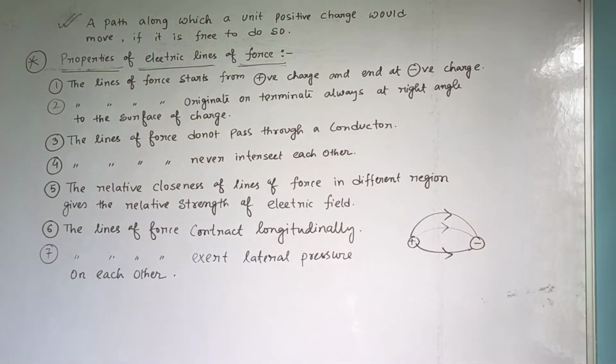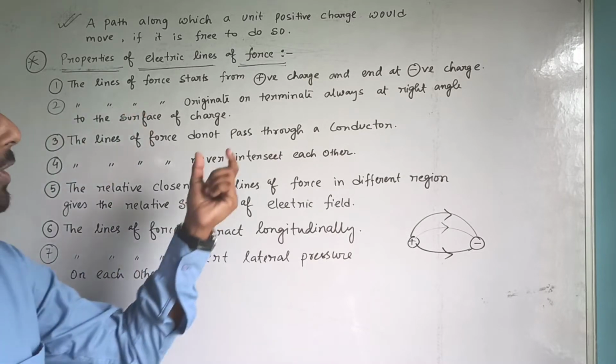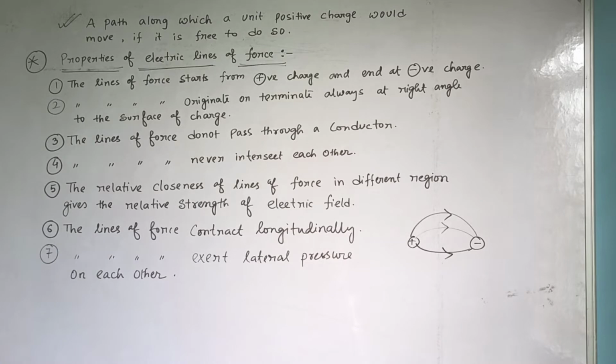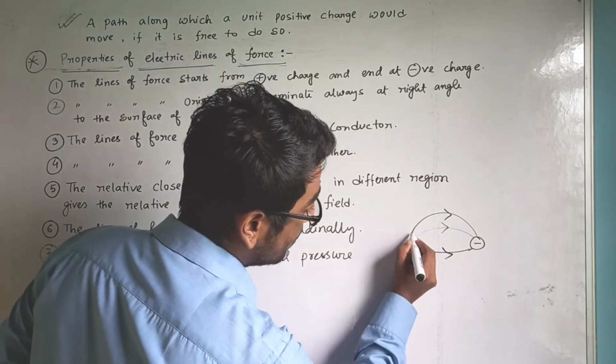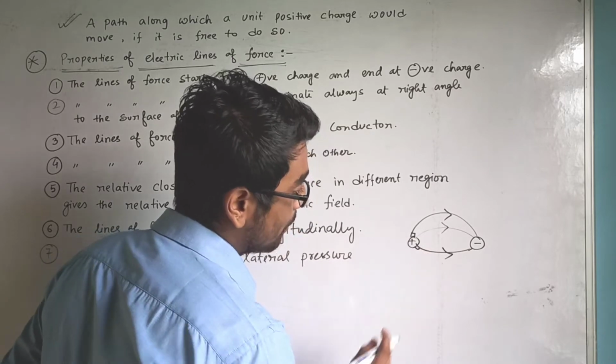So the second point: the electric lines of force originate or terminate always at a right angle to the surface of the charge. Here you can see it is always at a right angle to the surface.